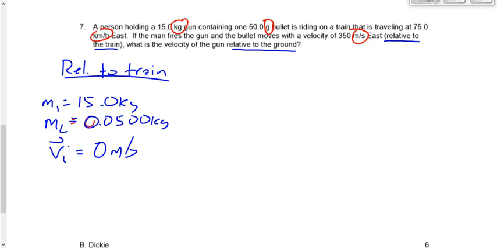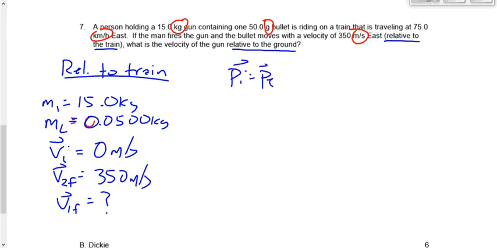Now, V2F, we're given the velocity of the bullet after the explosion is equal to 350. Why 350? Because that's relative to the train, right? What am I looking for? V1F, the velocity of the gun. Now, we're looking for it relative to the ground. When I solve for it this way, I'm going to get it relative to the train, but then I'll just convert it. I'll explain how to convert it in a moment. It's not that hard. So we're going to say PI is equal to PF.